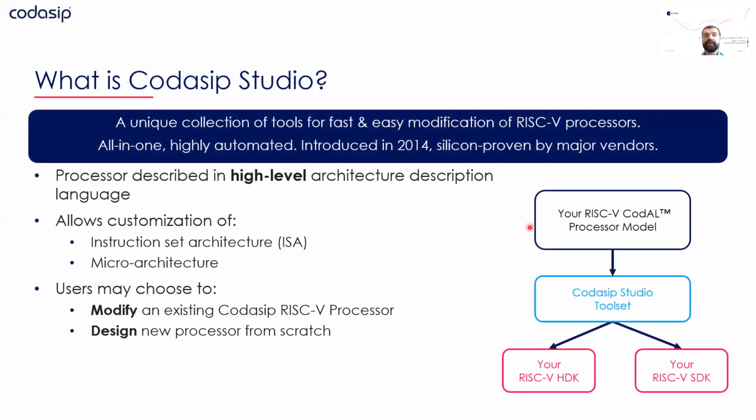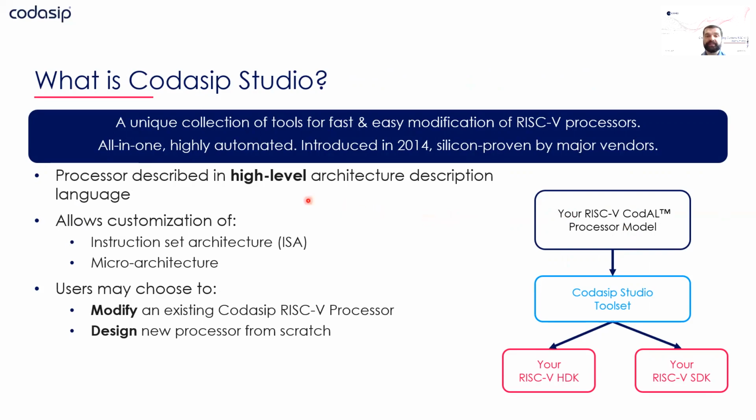And how do we do it? Well, we have Studio, and Studio is basically a set of tools for fast and easy modification of the RISC-V CPUs that we have, or in fact, you can design something from scratch. It was introduced back in 2014, and since then it has been proven by major vendors, and the CPUs that were developed in Studio have seen silicon many times.